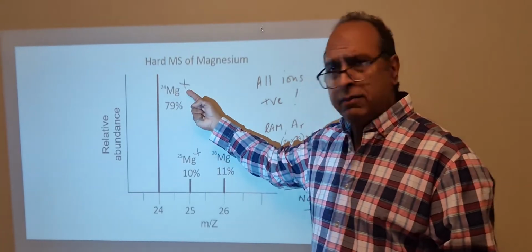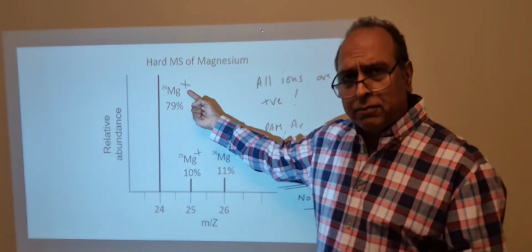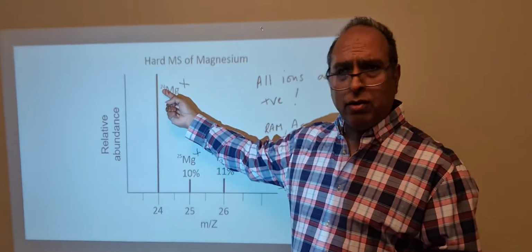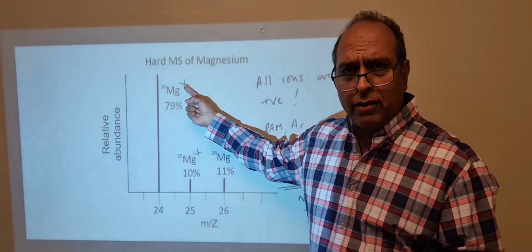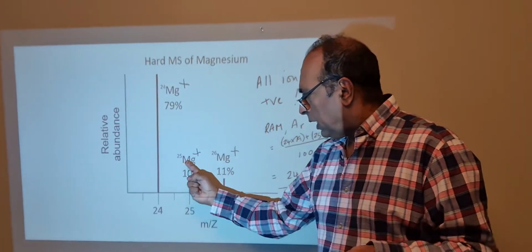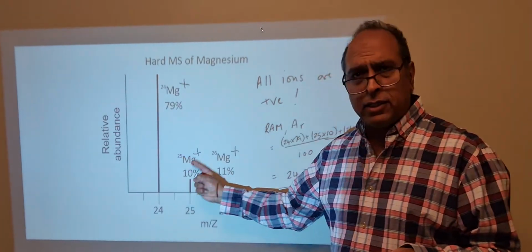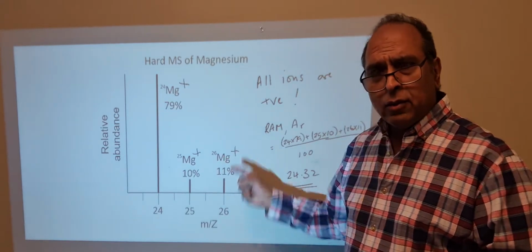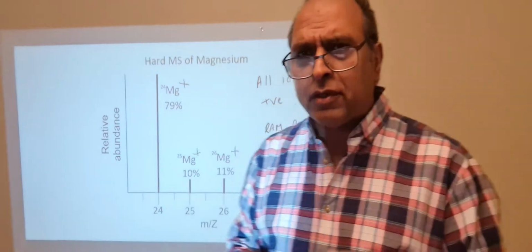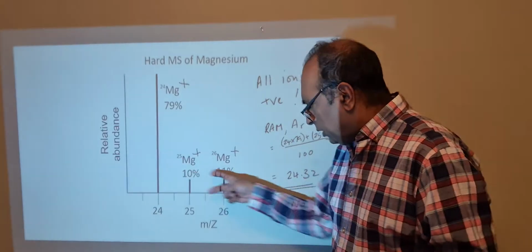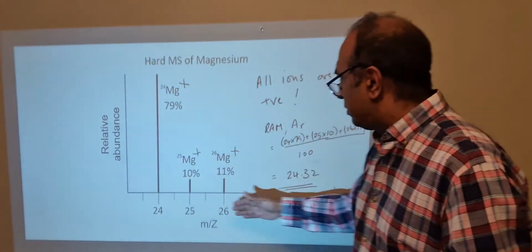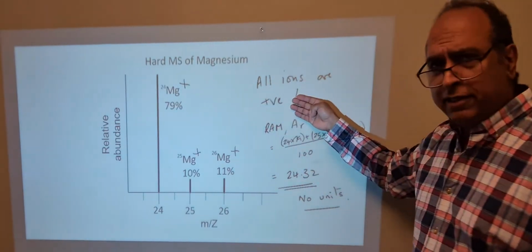This is magnesium atoms with mass number of 24, a positively charged ion. And this one is mass number 25 magnesium ions. And this one is magnesium 26. We say magnesium 26, magnesium 25, magnesium 24. We know the relative abundances from the heights. All the ions are positive.